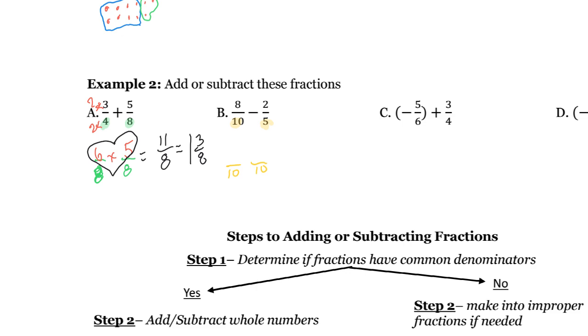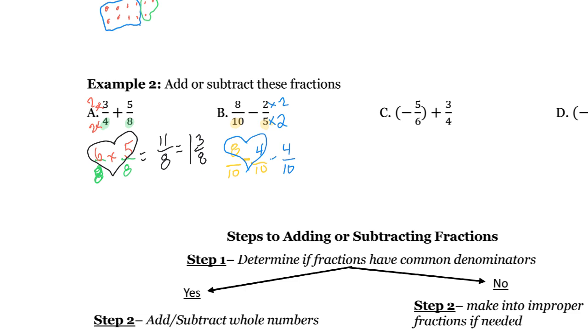10. So do I have to change 8/10 at all? No, because our denominator is already 10, so we leave it 8/10. Always bring your subtraction sign down. 5 times what is going to give me 10? 5 times 2 gives me 10. What do I do to the bottom? I have to do to the top. So what's 2 times 2? Hopefully you said 4.